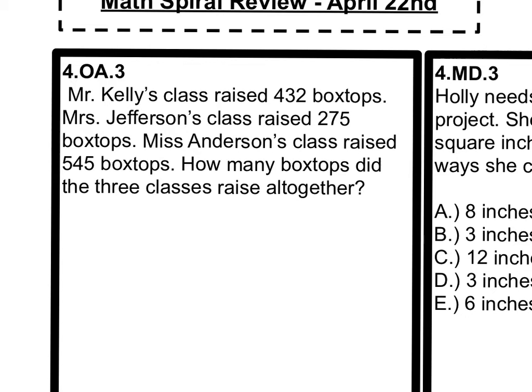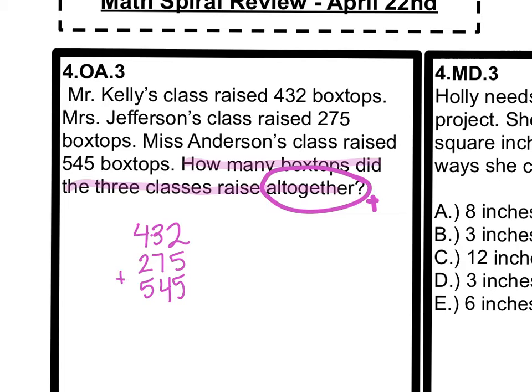So when we're looking at this problem, this is our main question that we're trying to answer. How many box tops did all 3 classes raise all together? And this word right here, all together, that's an important one. That means to add everything up. So we're going to go ahead and add everything together. We're going to start with Miss Kelly's class, 432. And Miss Jefferson's class, 275. And Miss Anderson's class, 545. And we're going to go ahead and add these all together.